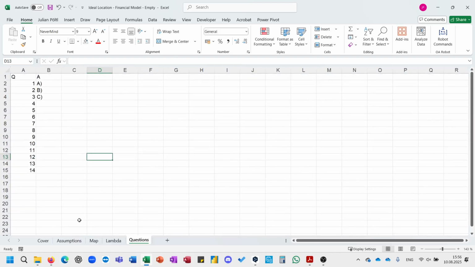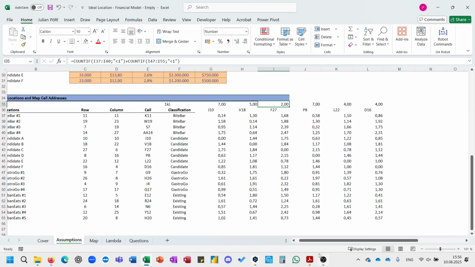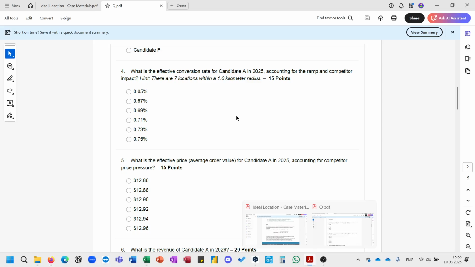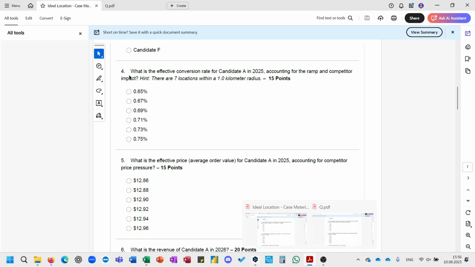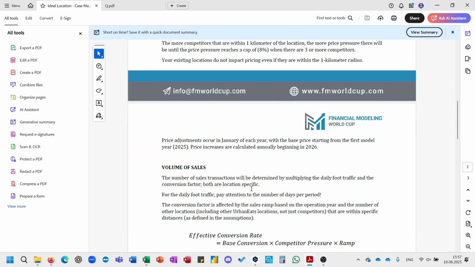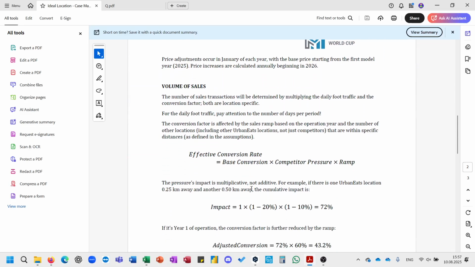Here we go. Next question. What is the effective conversion rate for candidate A, accounting for the ramp and competitor impact? So effective conversion rate here is base conversion times competitor pressure times ramp.